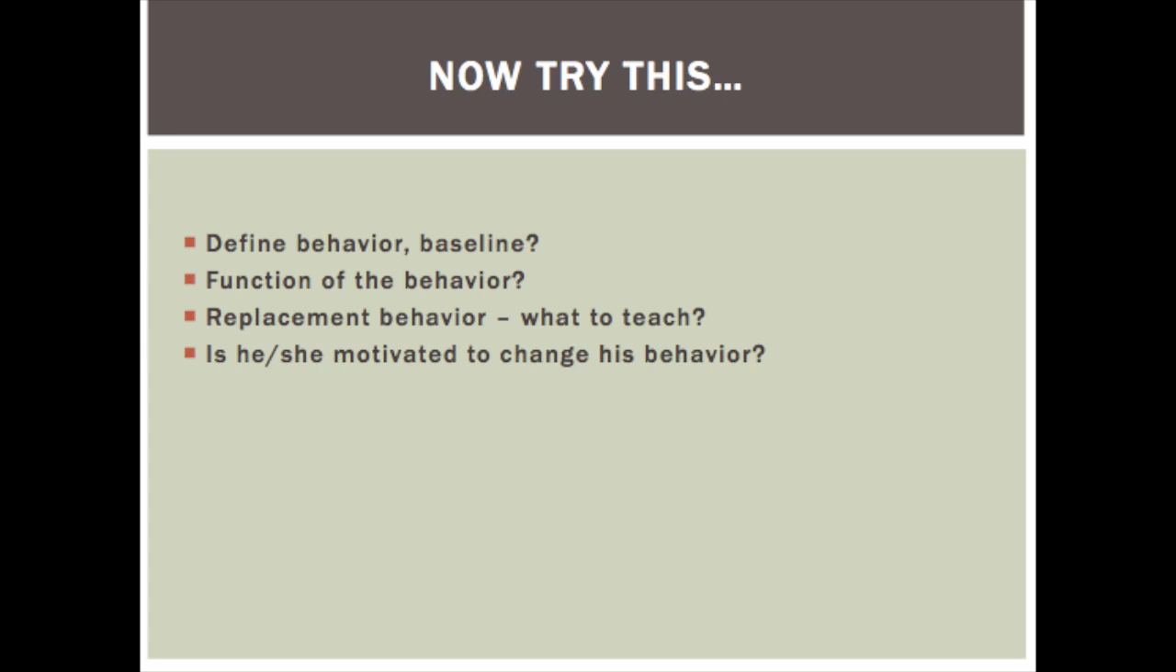So, when Susie is seated at circle and asked to participate in a 5-minute task, and then describe the behavior. How often does it happen? How often do you see the behavior? That should all be in the description.